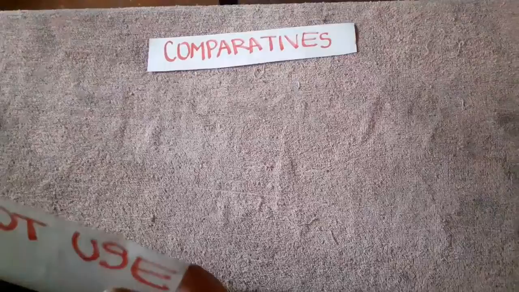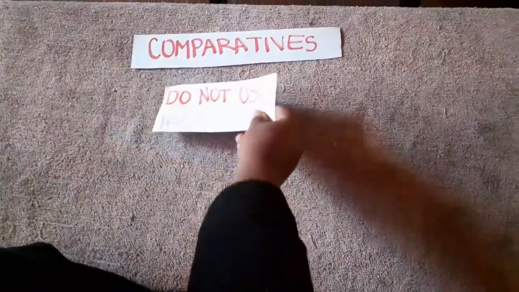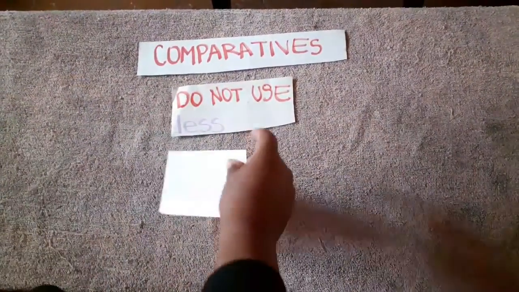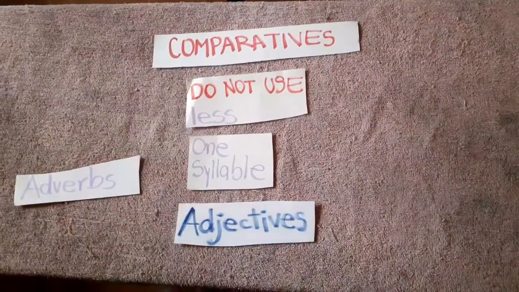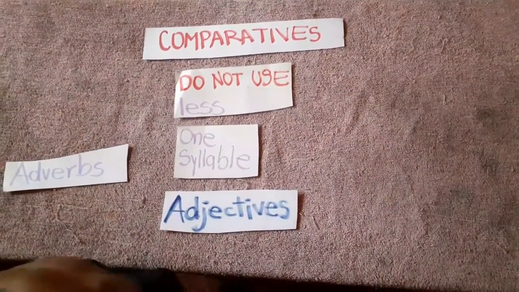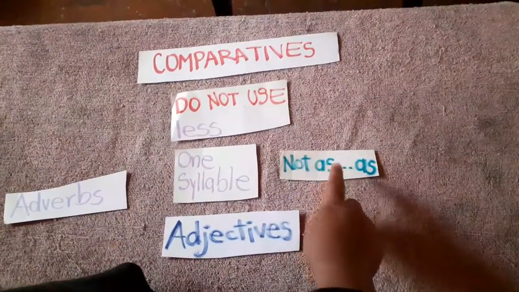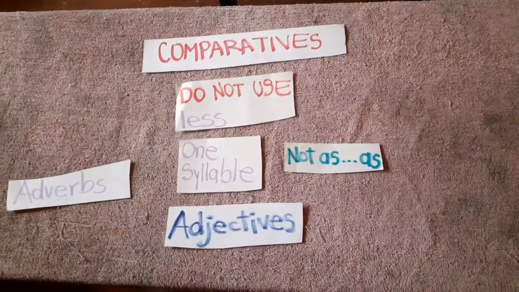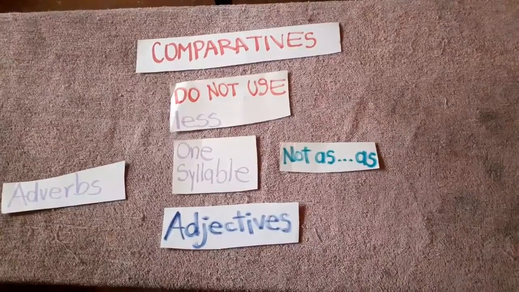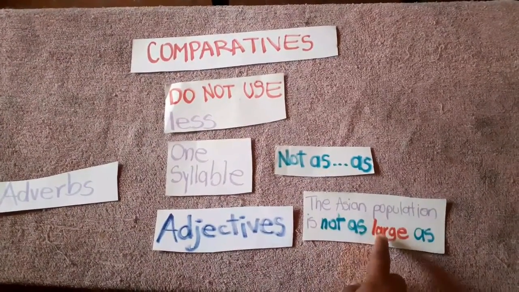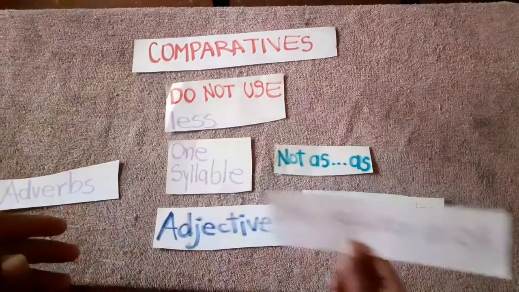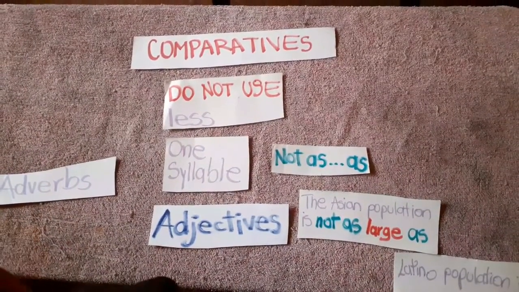Something important to know is that we do not use less with one syllable adverbs and adjectives to compare two things. Instead, we use not as to compare those things. For example, the Asian population is not as large as the Latino population in the USA.